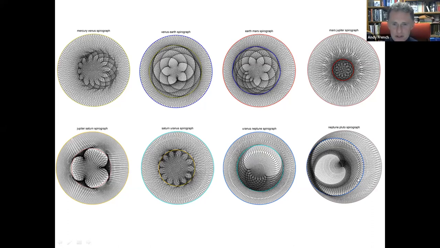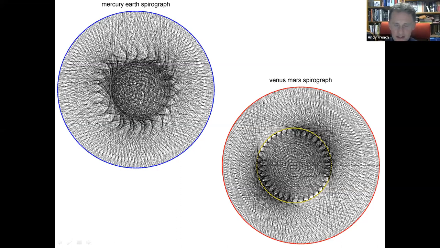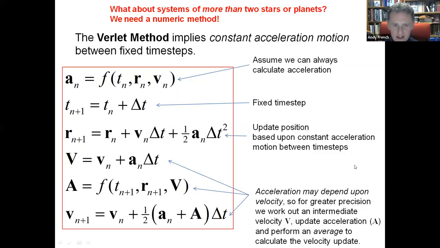Okay, so there's Mercury Earth. That looks like some sort of virus that you might see under a microscope. Venus Mars is very interesting. Anyway, here's the question.